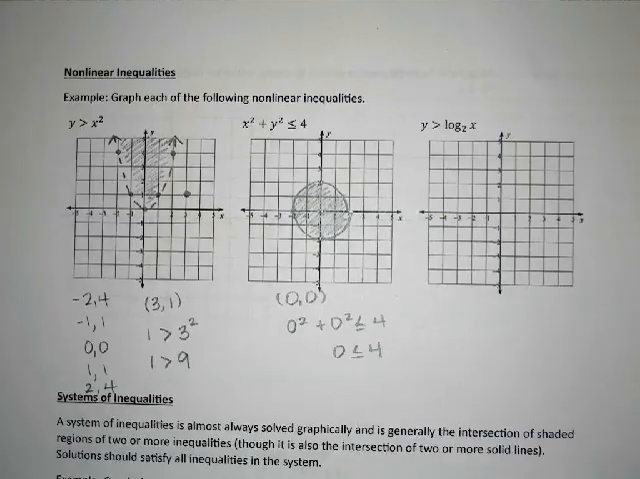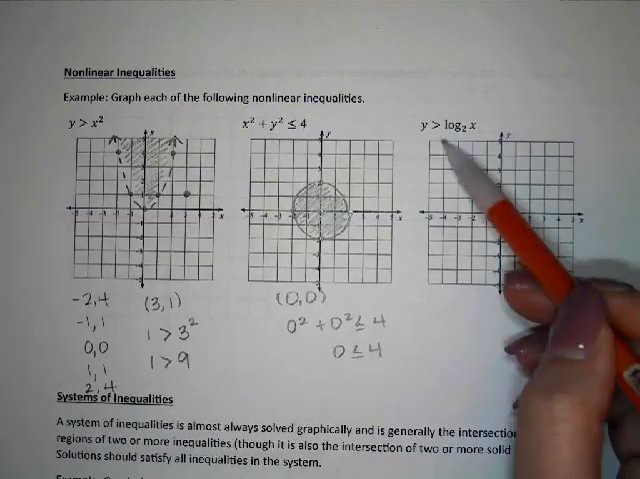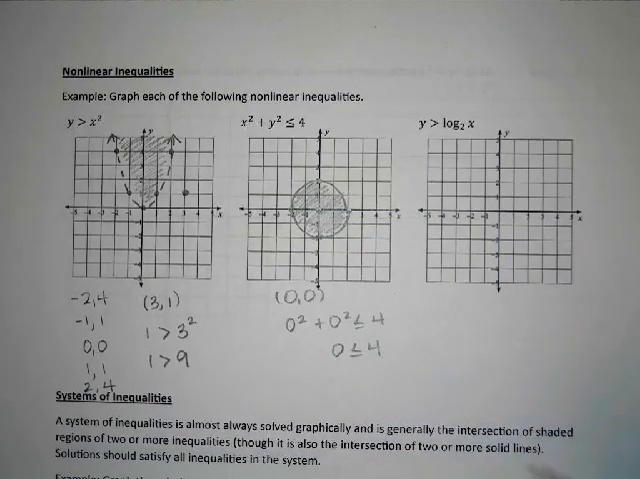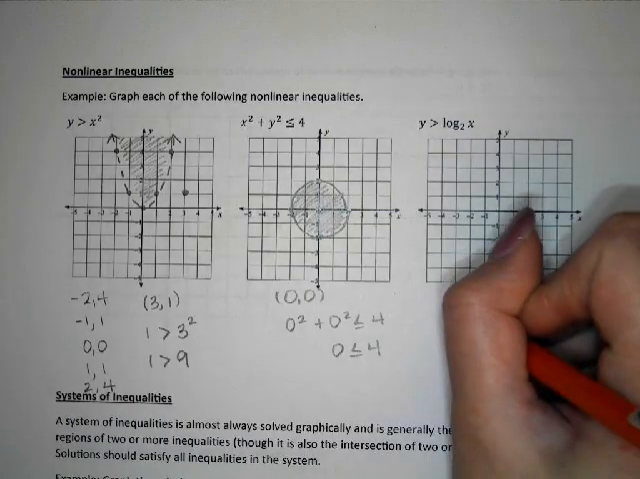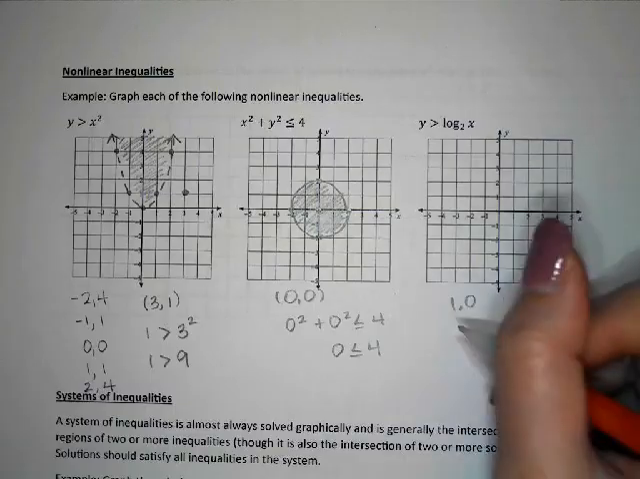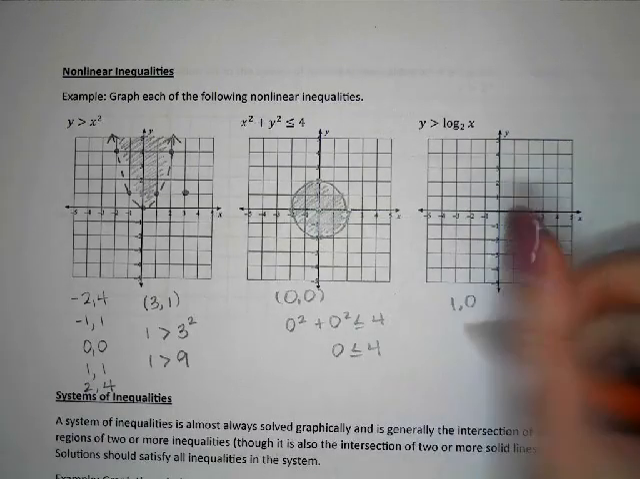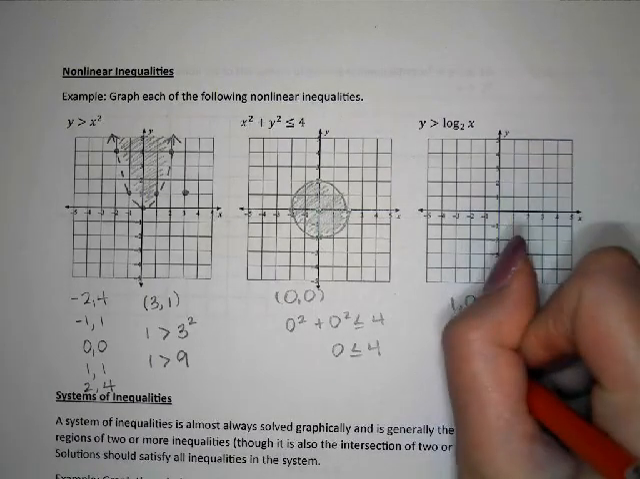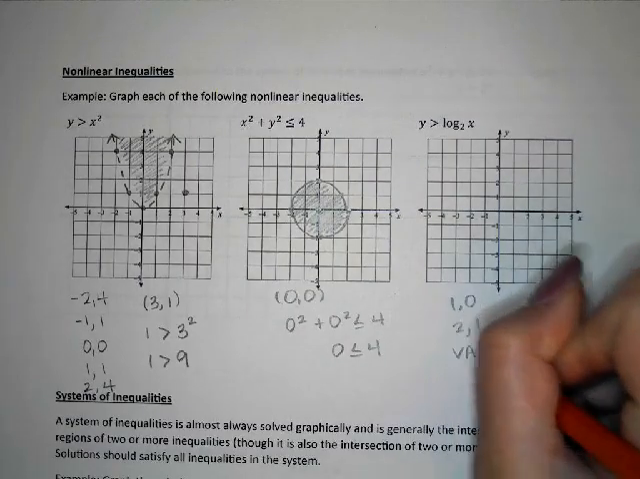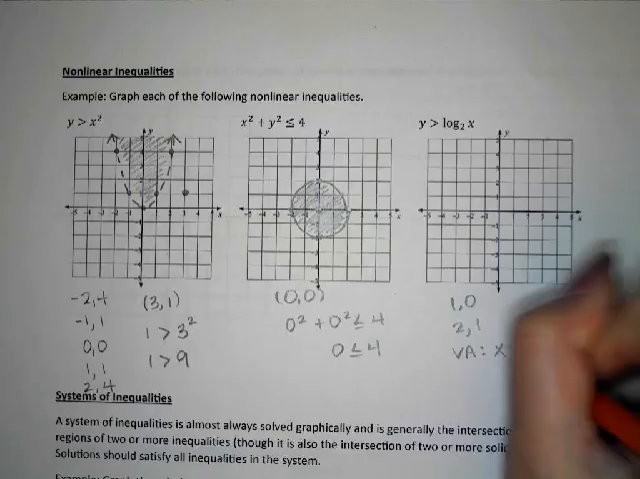All right, next we have a log graph. If you remember when we graphed the log graphs, we always had 2 points that we would start with. So our first point is 1, 0. Our second point is our base and then 1. And the base here is 2. So 2 and then 1. And then we always had a vertical asymptote for log graphs of x equals 0.